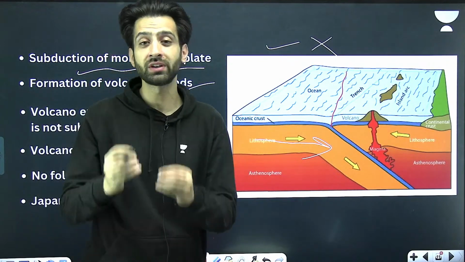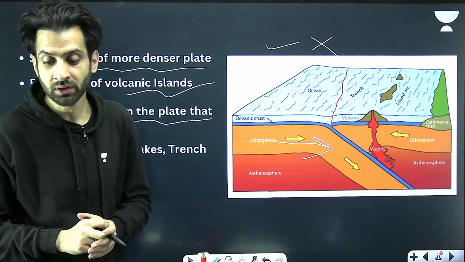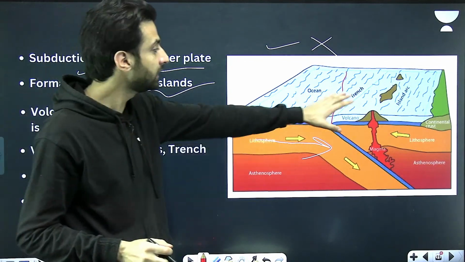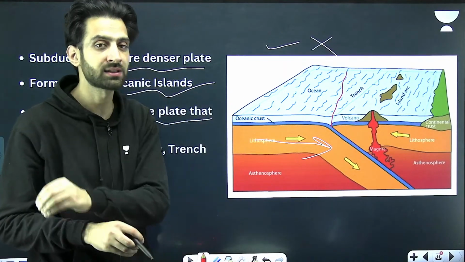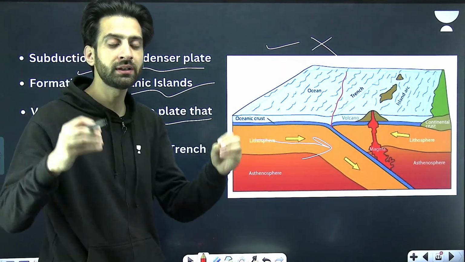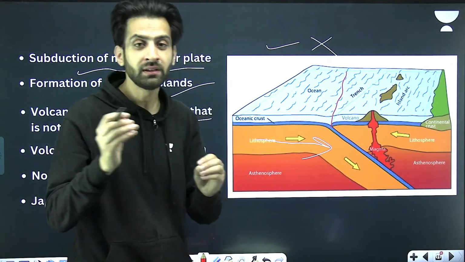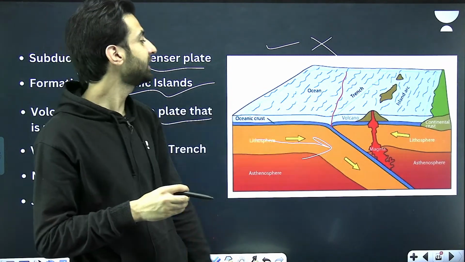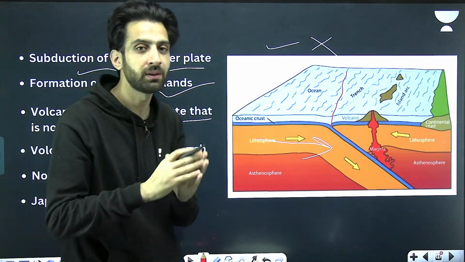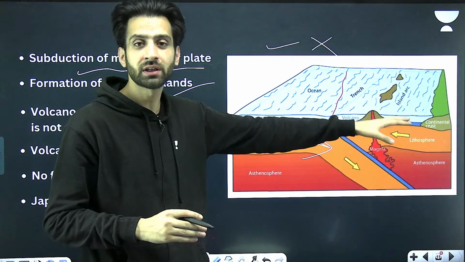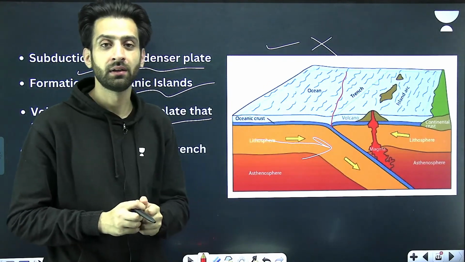If there's a question, how will you figure out which plate is subducting and which plate is not subducting? You can tell me in the comments. Because in ocean-continent convergence, you can easily tell that there is a proper subduction of the oceanic plate. But in ocean-ocean convergence, how will you figure out which plate is subducting? How can you say that?